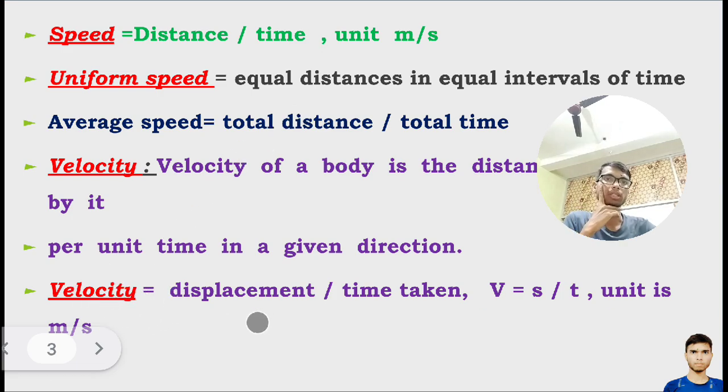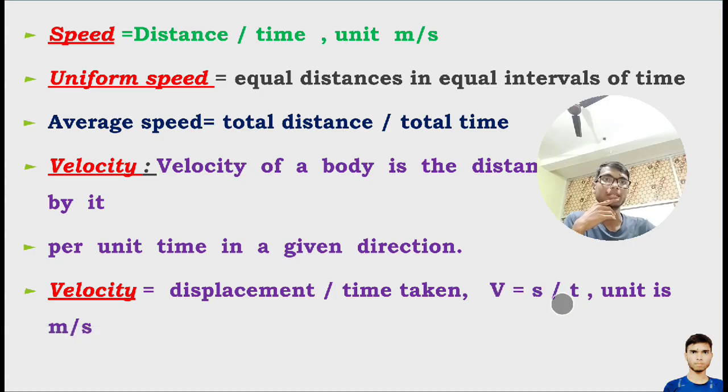Here we have velocity. Here we saw the definition of velocity. Here we have the formula for calculating velocity: displacement upon time taken, because displacement provides a direction. How much time was taken, you will write over here.